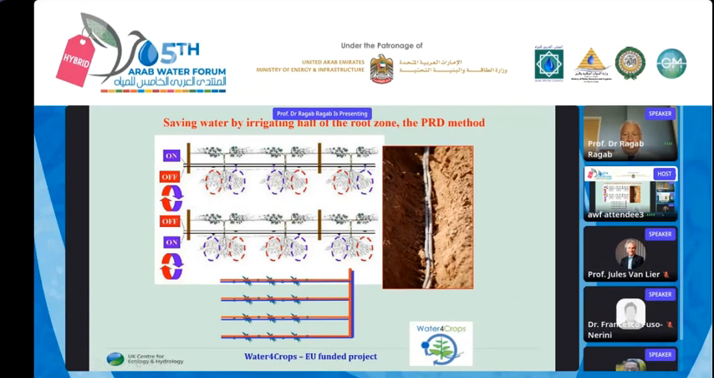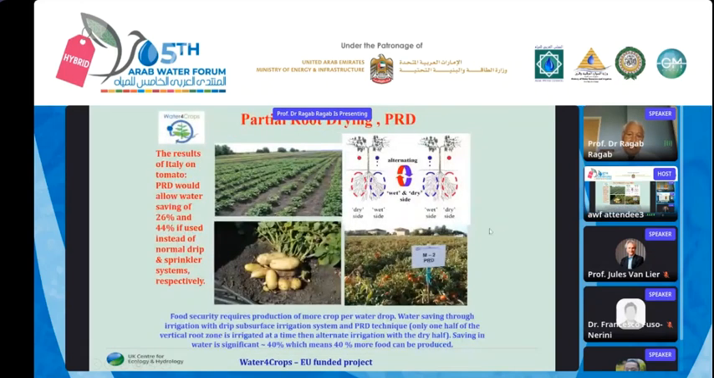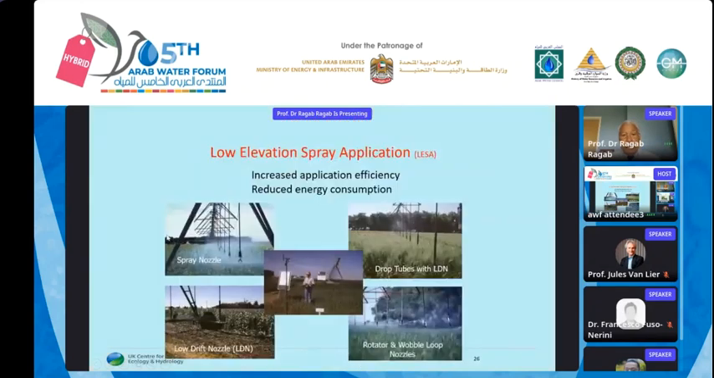In addition, if you are using saline water or treated wastewater, the subsurface drip irrigation is the best to use. And in the experiments we did, we have been applying this in 3 crops, tomato, potato and maize, and we were able to save 26% of water compared to the traditional drip irrigation, and 44% of the water when we use sprinkler irrigation.